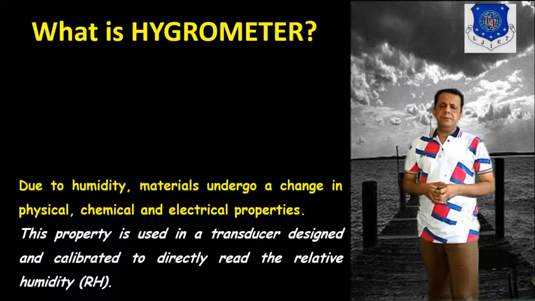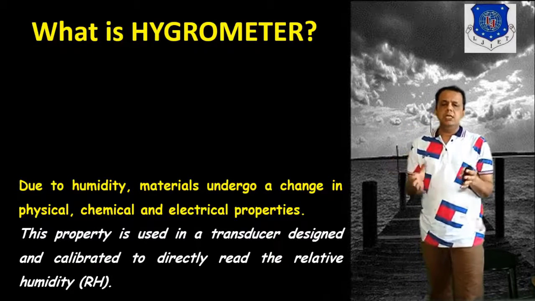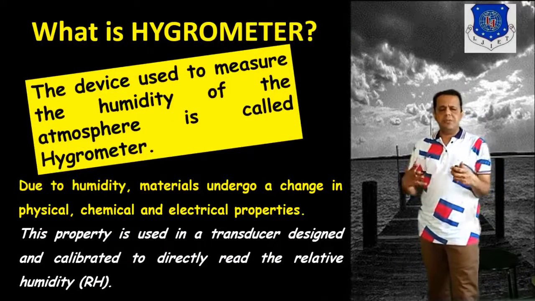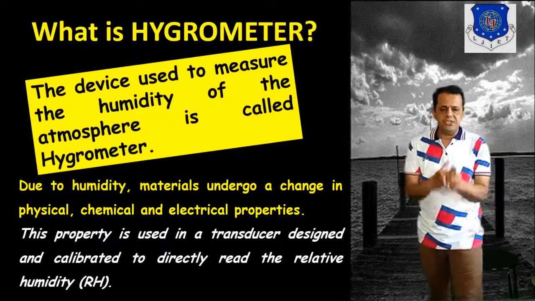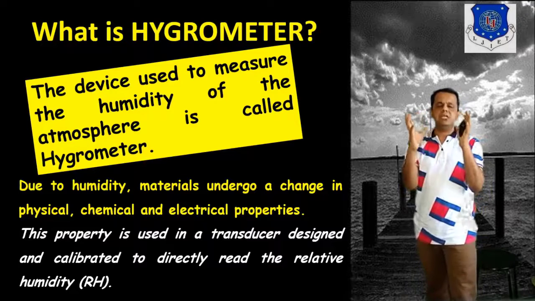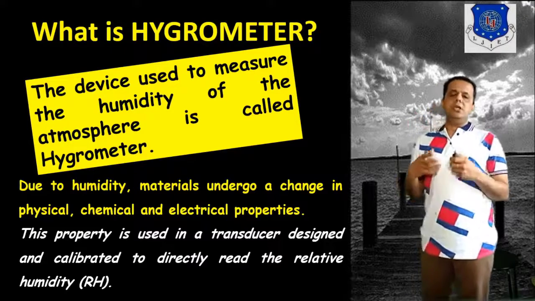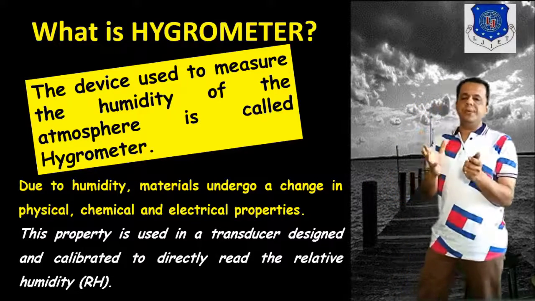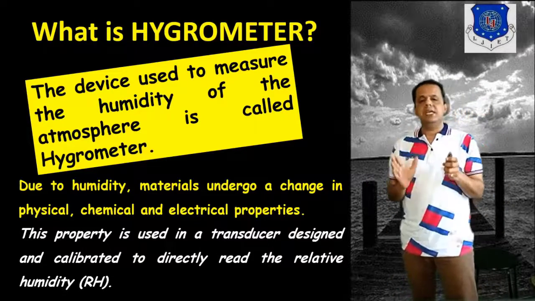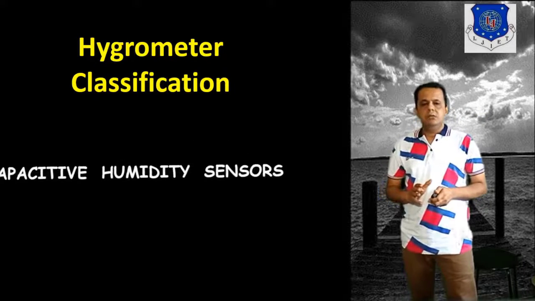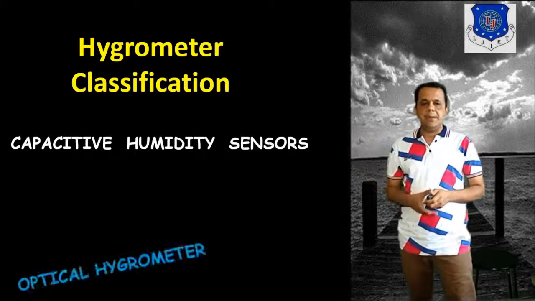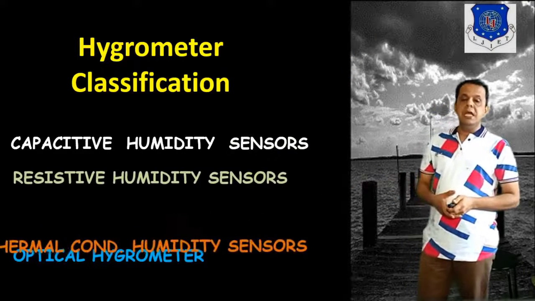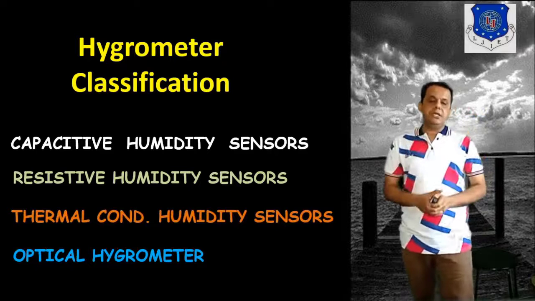We saw in the previous session what a hygrometer is, where humidity changes the physical, chemical and electrical properties of a material, and these changes are utilized to design our transducers for measuring the humidity. The device used to measure the humidity is known as a hygrometer. We saw in the previous session the capacitive humidity sensor, optical hygrometer, resistive humidity sensor, and thermal conductivity humidity sensor.